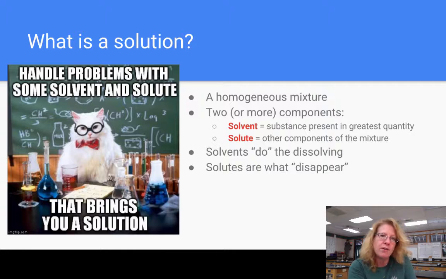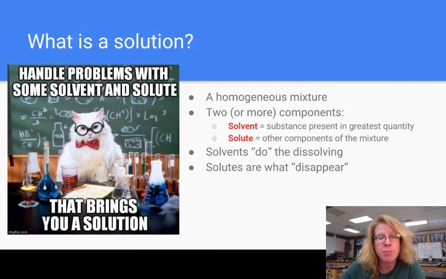In terms of solutions, you guys have already learned about this, I'm assuming, at some point in time. The basic definition is that a solution is a homogeneous mixture. It's made of at least two things, and those two things are mixed together so thoroughly that you can't even see the individual components anymore. They're basically mixed at the molecular level. The two components have names. There's a solute and a solvent, and it's important to know which one's which.